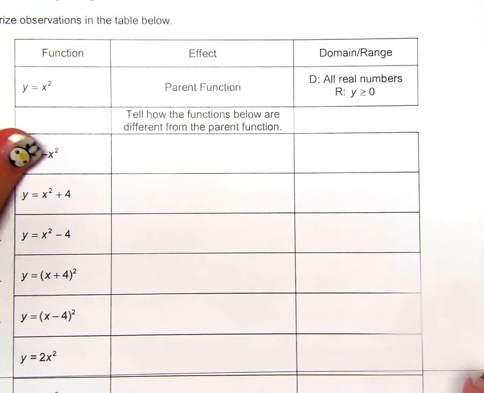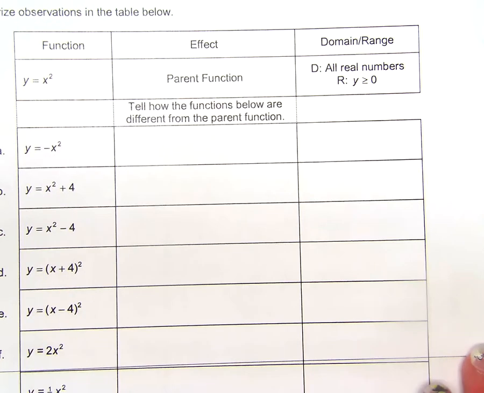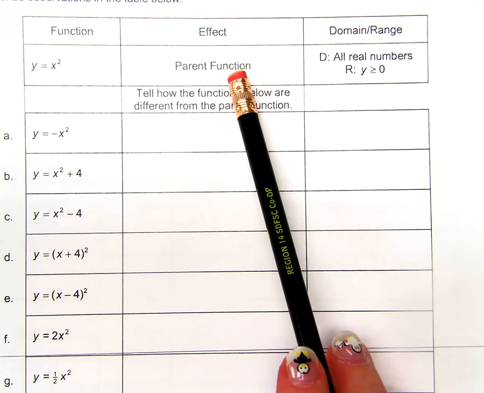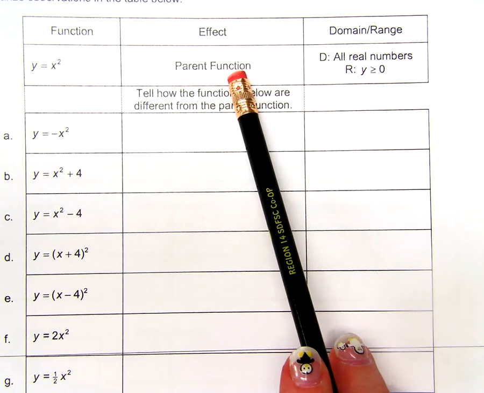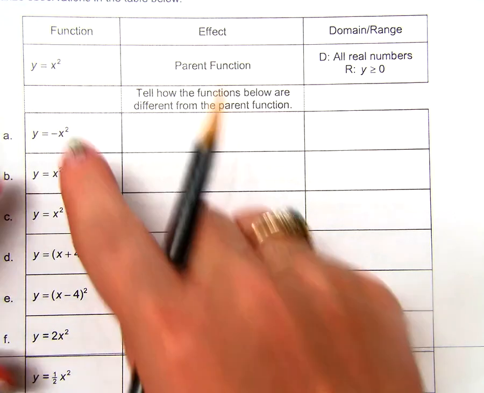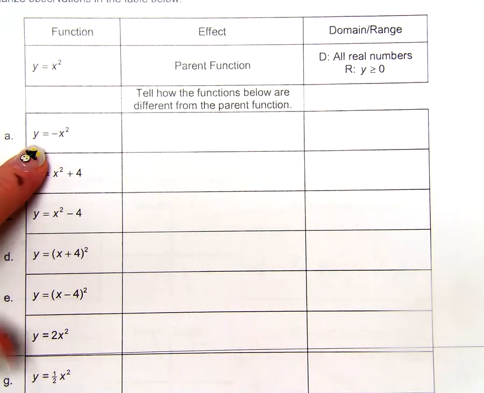So, here's what we've got to do. We've got to fill in this chart right here with the effect on the parent function. How does it change compared to the parent function? And the domain and range. So, this is where we've got to build our vocabulary, or actually remember our vocabulary. Fair enough? Okay? So, what did we say the negative does?